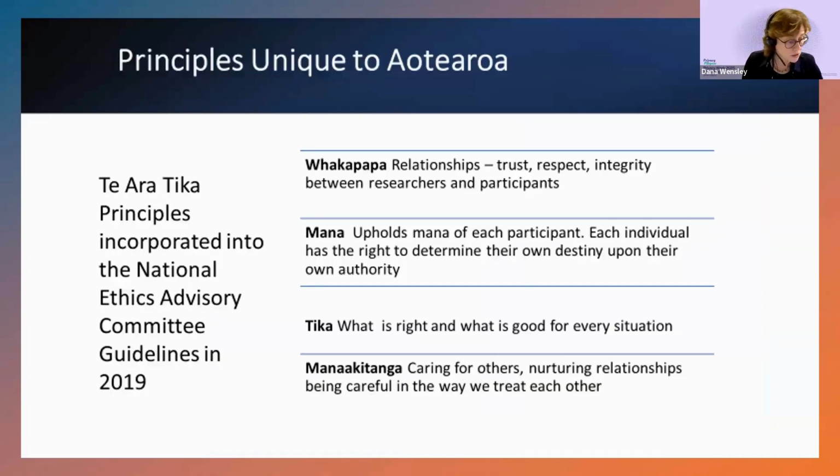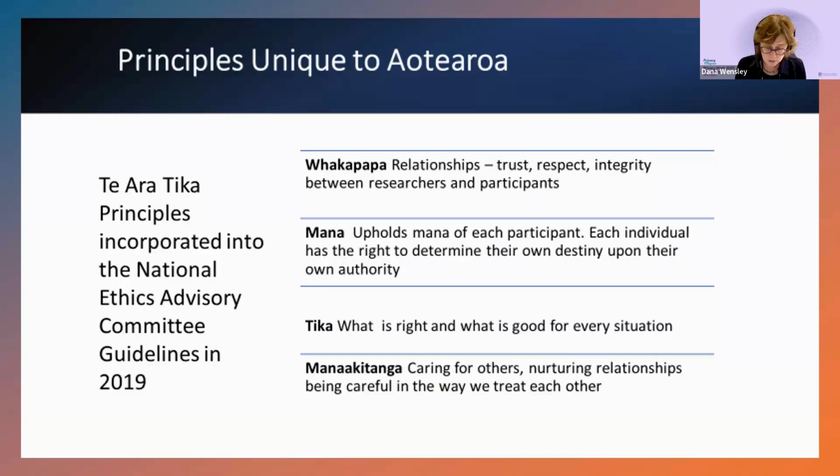Now, in New Zealand, we also have some unique principles called Te Aratika principles that were incorporated into the National Ethics Advisory Committee guidelines in 2019. Now, they exist in partnership with the other four principles that I've just said. And these are whakapapa, mana, tika, and manakitanga.